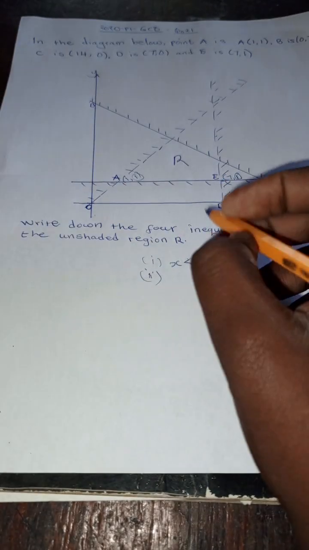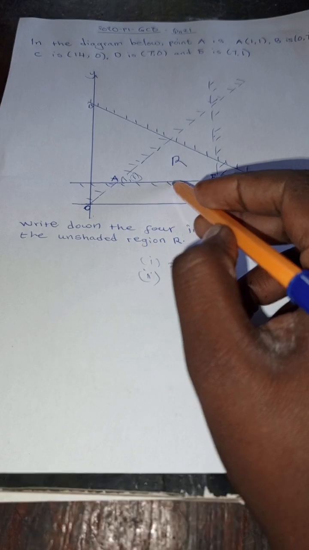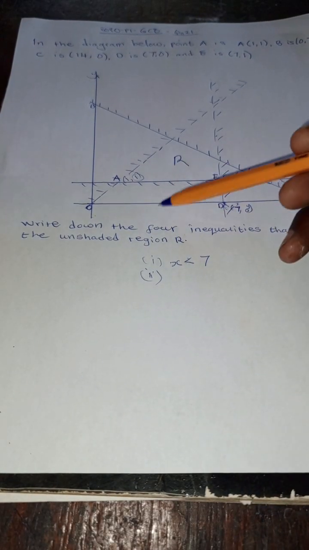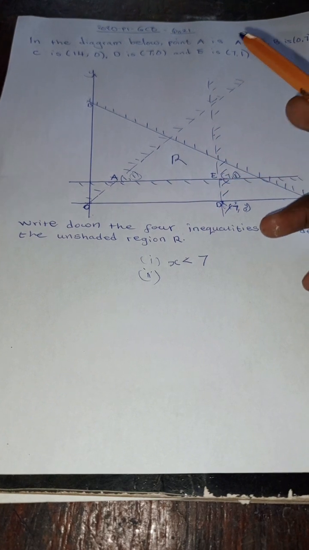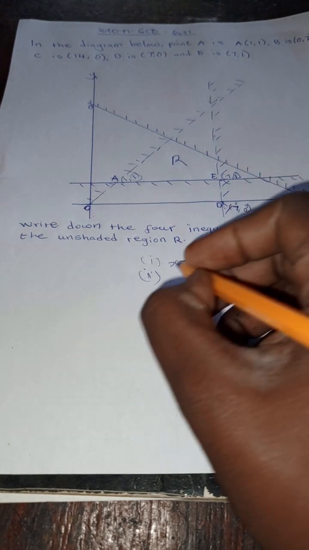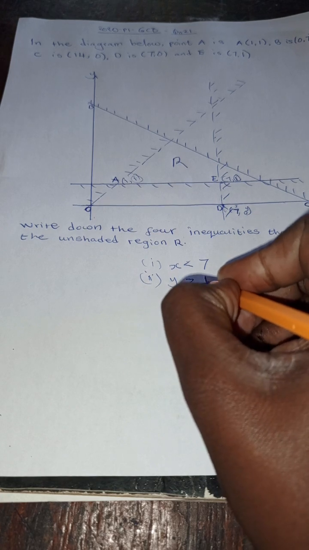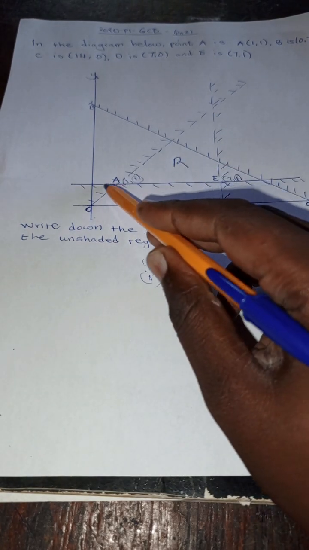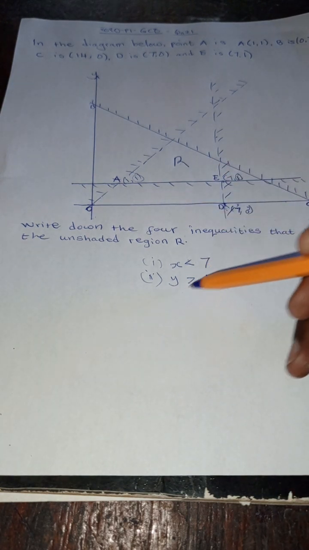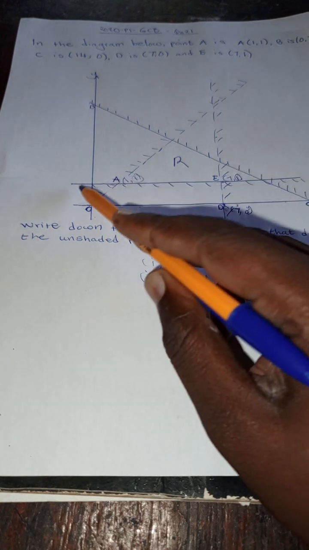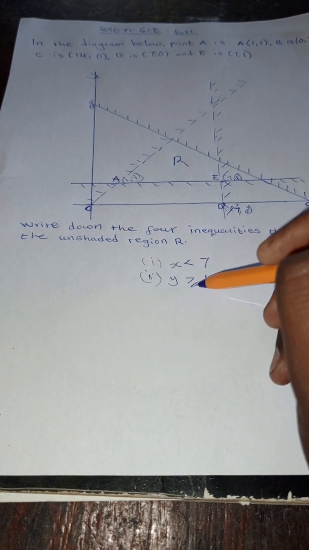Now, remember we're using inequalities. As you go down, the shaded part is less of y, and the unshaded, the upper part, is greater. So here you say y is greater than or equal to 1, since y is equal to 1 along this line. You include the equal sign because it's a solid line, not dotted. If it was dotted, you would say greater than without the equal.